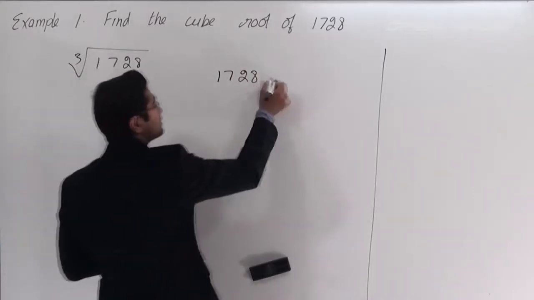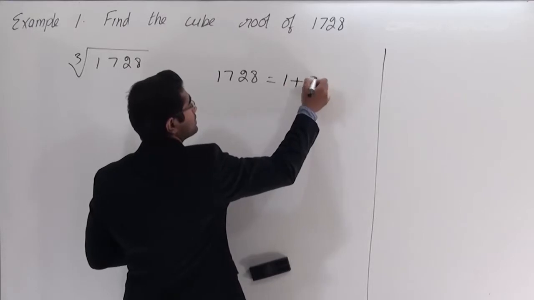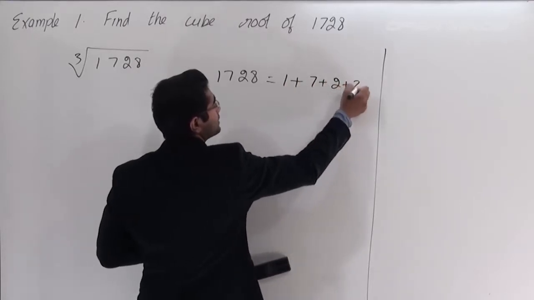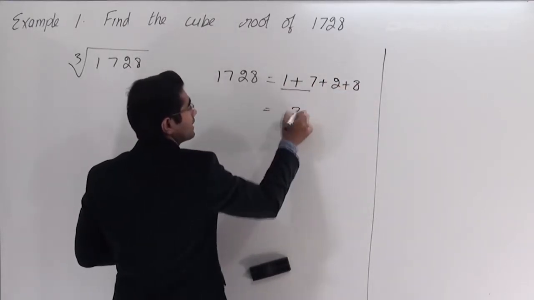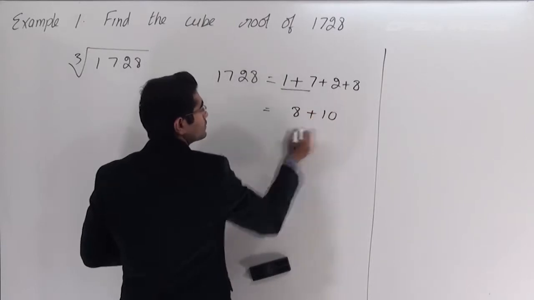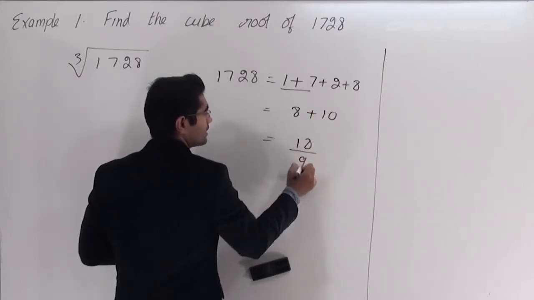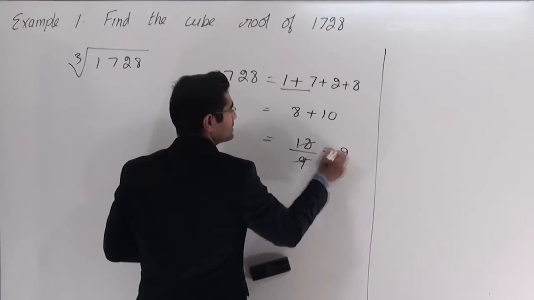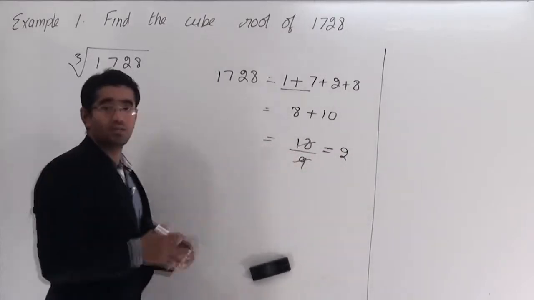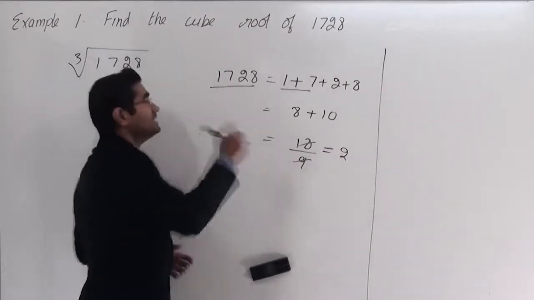What I do is simple. I add these digits, 1 plus 7 plus 2 plus 8: that's 8, then 10, so that is 18. If I divide it by 9, yes, I get 2. It means it is completely divisible by 9. So even this number is divisible by 9.